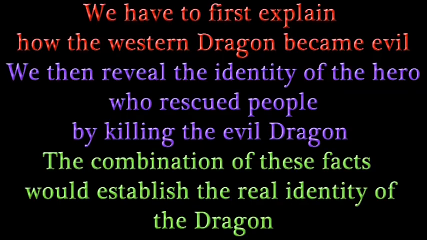The methodology of the proof is as follows. We have to first explain how the Western dragon became evil. We then reveal the identity of the hero who rescued people by killing the evil dragon. The combination of these facts would establish the real identity of the dragon. We would now theorize how the dragon became evil in the West.